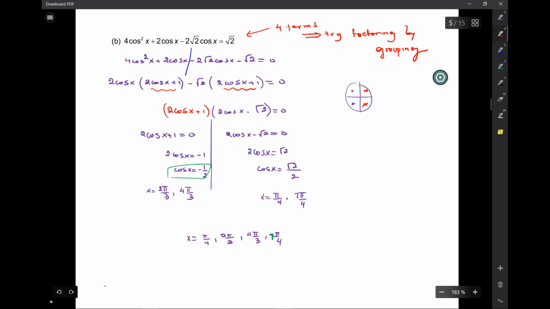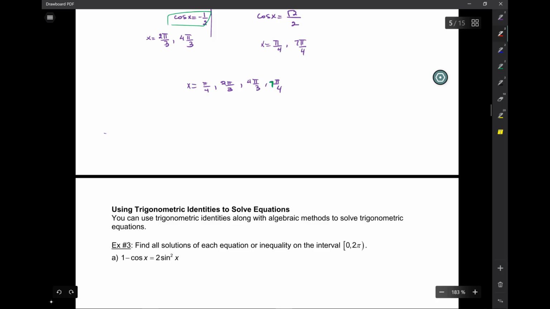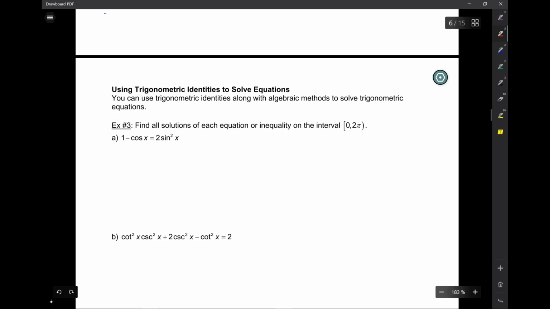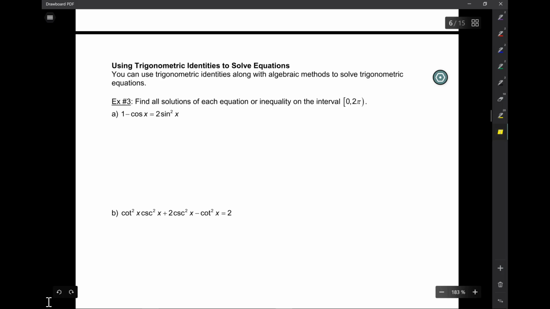All right? So this is why we learned section 1, because you needed to apply the identities in order to solve them. We haven't applied too many identities yet, but look at the next section, using trig identities to solve equations. What are trig identities? So that's section 1 that you missed.